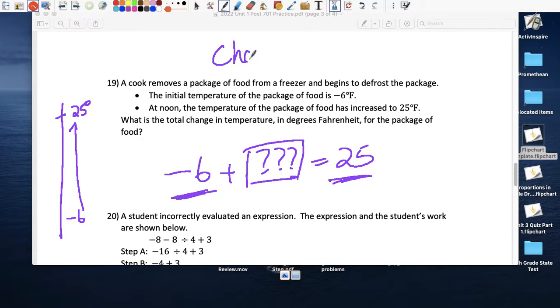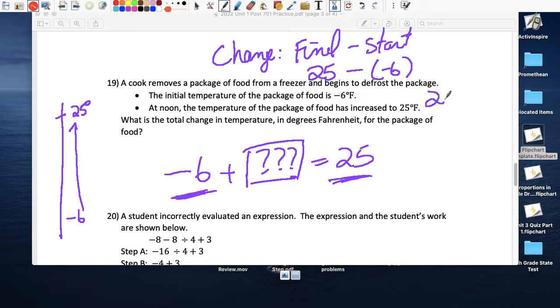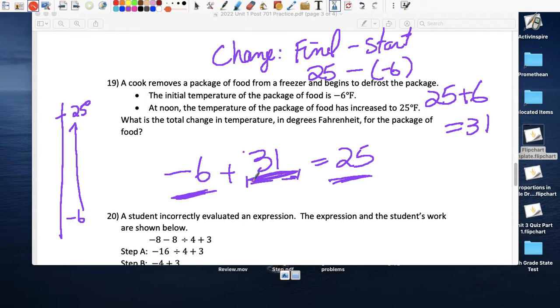So remember, change, if you look at your notebook, is final minus start. The final is 25 minus, what do we start with? Negative 6. And if we do that, we get 25, change it to addition, plus the additive inverse of negative 6, which is 6. So 31. So the answer to this question, how much was the change? Positive 31.